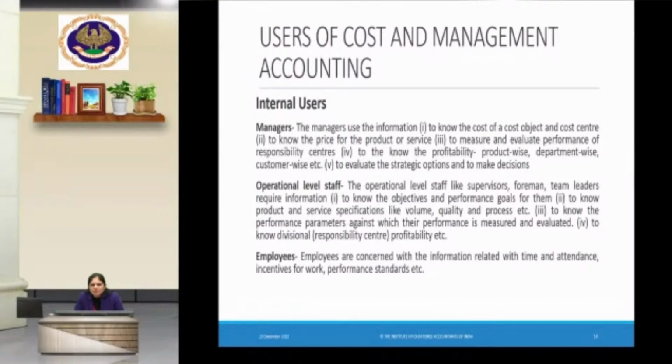So the managers use the information to know the cost. First of all, the management wants the cost of a cost object. Cost object means maybe a product or a service or a job, etc. And cost center. Let us say production department is one cost center, purchase department is another cost center. So the management uses this information to know the cost of a product, that means any cost object, or for any cost center, that means could be any department also. To know the price for the product or service, of course, if we know the cost, it's always easy to fix the price also. So to fix the price, we need the cost.